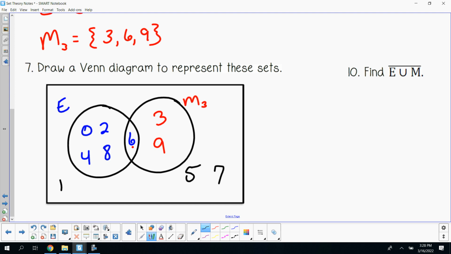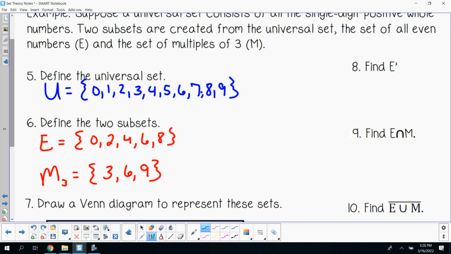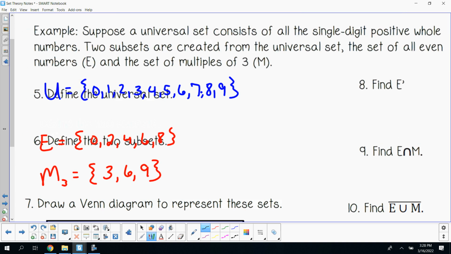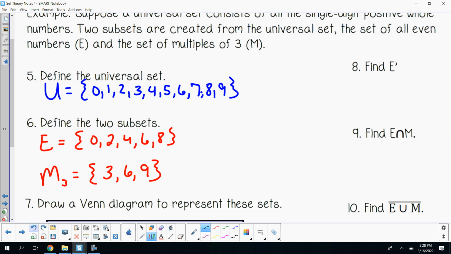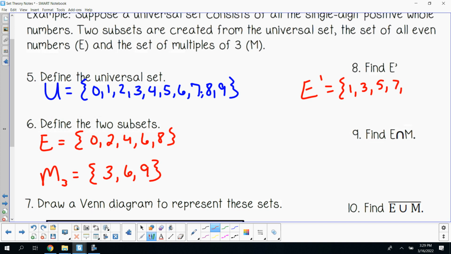Now we're going to find the complement. Let's find the complement of our universal set, and that is going to be the digits. I'm not sure what's wrong with my board today, but we're going to ignore that. Okay. It includes the digits 1, 3, 5, 7, and 9.